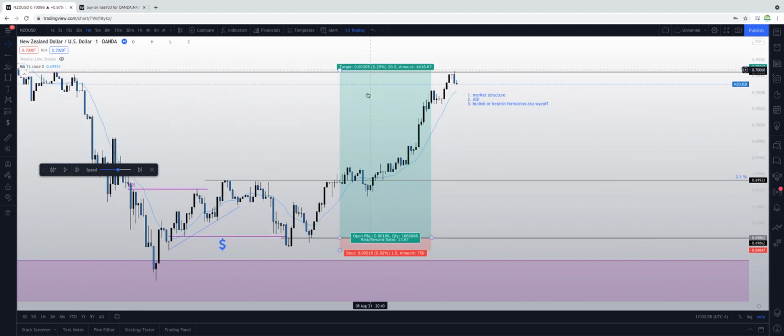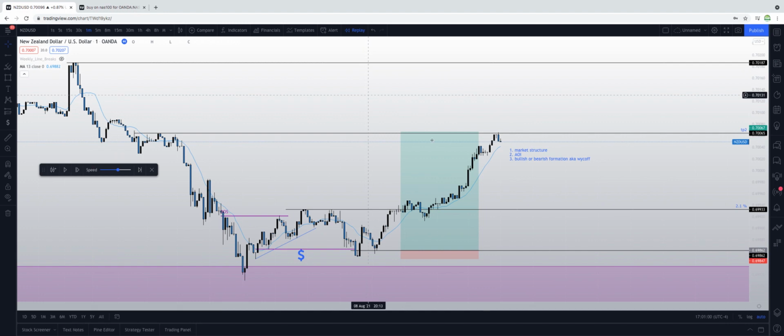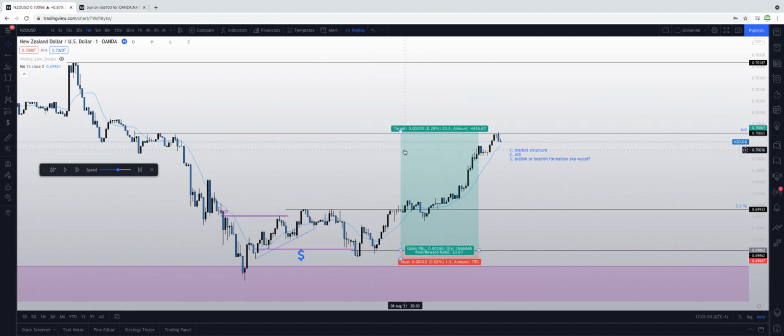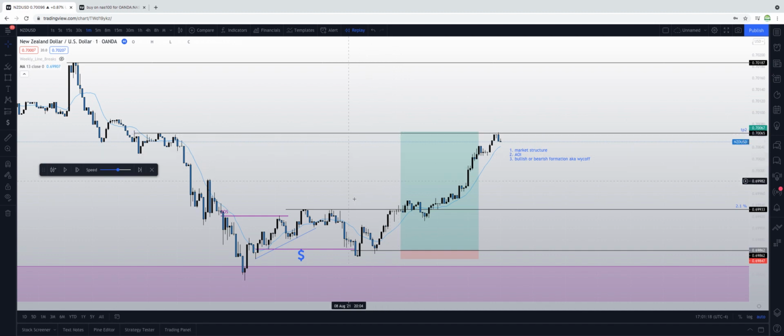TP2 is hit at 13.67, so let's just say 14. We cut that in half since we're only at a 0.5, so we cut our 1% in half. So overall, we're up about 7% here. If you took all your partials off here, it's 2.1 plus 7, so we're up about 9%.